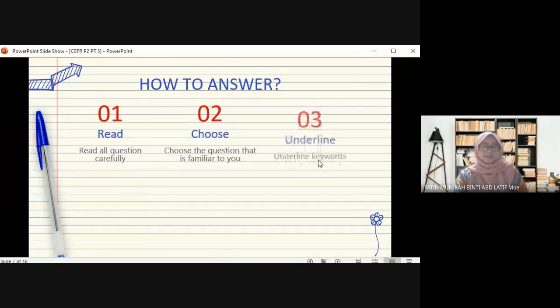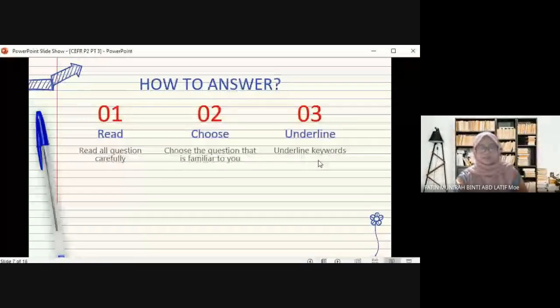Okay, next, after you have chosen the question, lepas dah pilih soalan, you have to underline the keywords. Okay, sama macam part 1 dan part 2. Underline keywords, soalan-soalan ataupun apa yang awak kena jawab. What you have to answer. So you have to look at the keywords there. And then plan. Okay, plan your essay. Rancang. This is the step that some of you forgot to do. Okay, awak lupa nak buat.